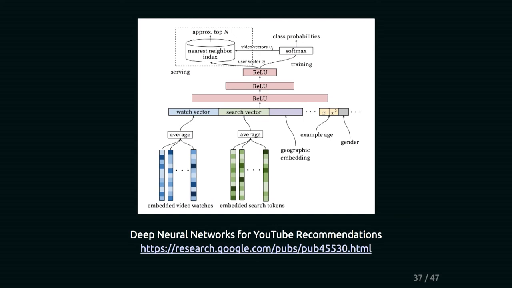You add additional metadata, like the geographic location, the age, the gender of the person, and you feed that to a feed-forward neural net. And the last layer of that neural net will basically compute a nonlinear embedding of the user at a given moment in time, in a given context. And based on that, you can compare that to all the embeddings of the items and try to predict the next movie that user is going to watch.